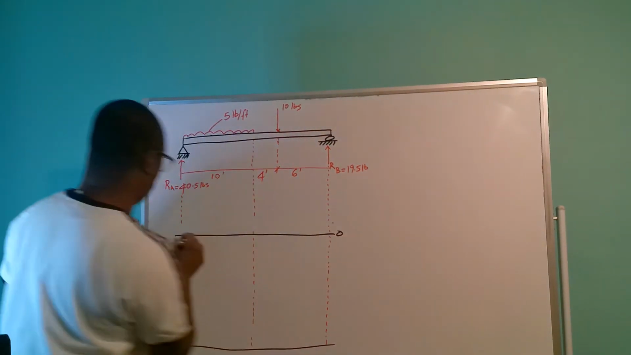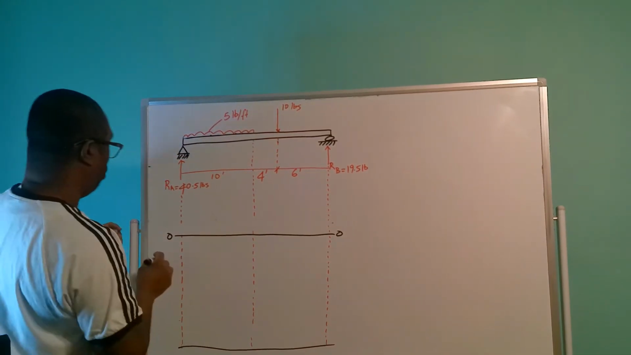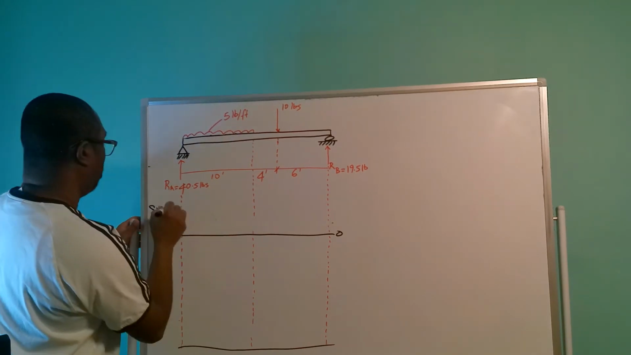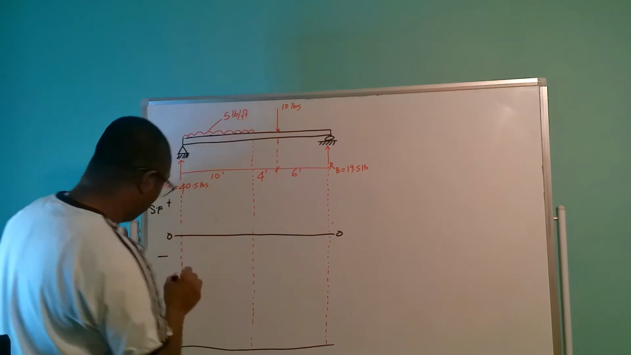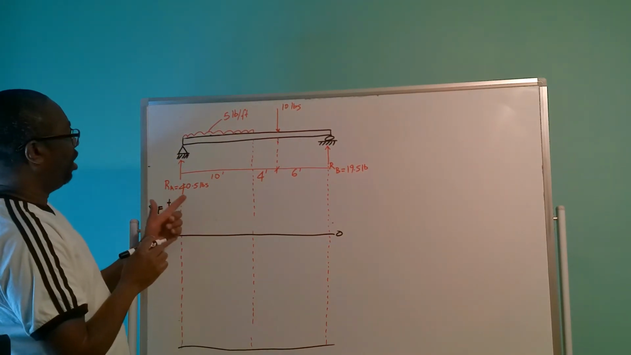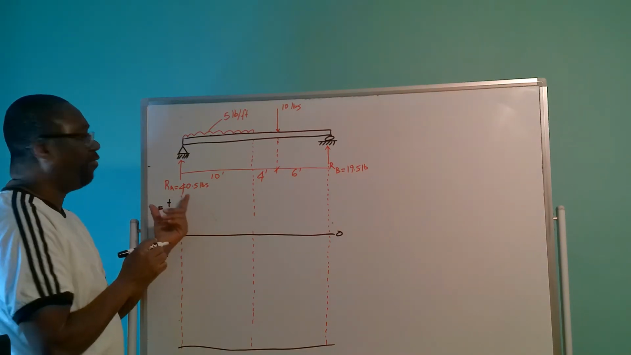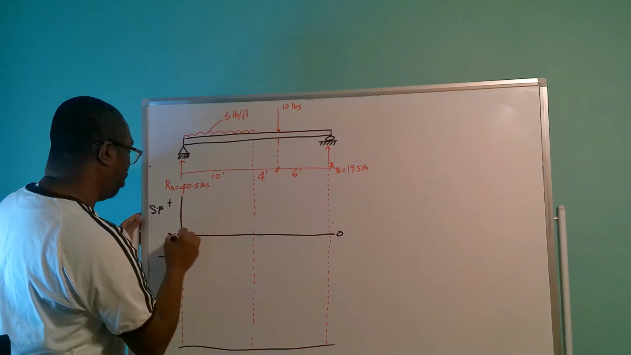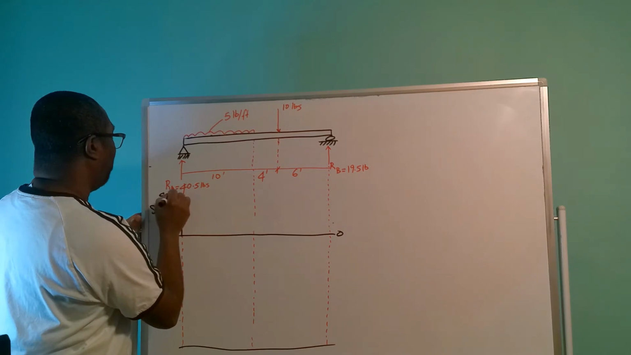So this line is going to be our x line, which is going to be 0. For the shear force, plus at the top, minus at the bottom. So the first thing we observe is this 40.5 pounds going up. So we draw our 40.5 pounds going up.